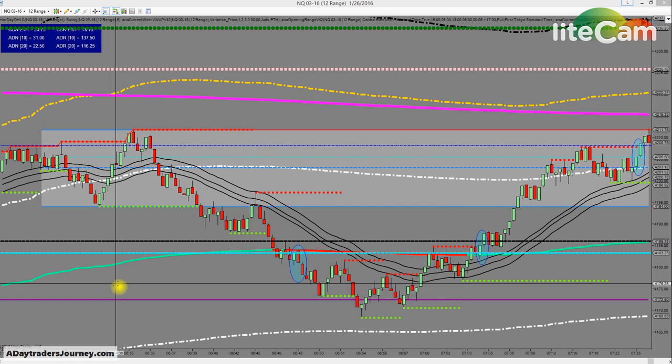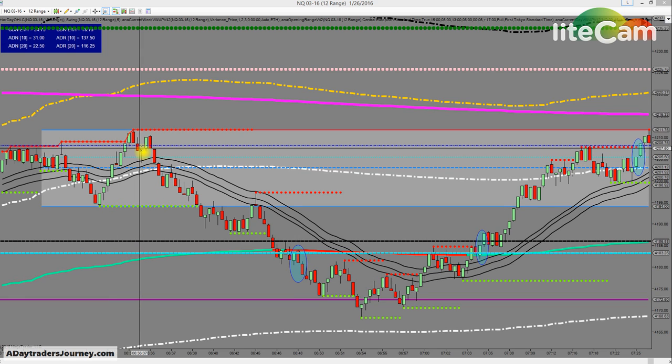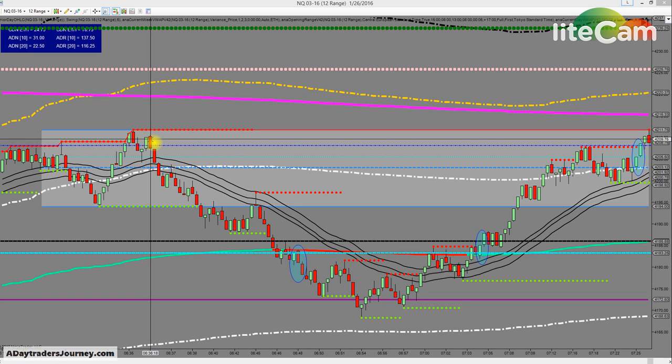This is the NASDAQ chart, E-mini NASDAQ for a 12 range bar chart. You can see here I'm using NinjaTrader as my platform, and these bars consist of 12 ticks, which is the same as 3 points in the NASDAQ. I like using range bar charts for my trades, better than time-based charts.